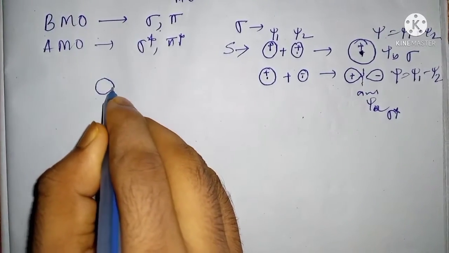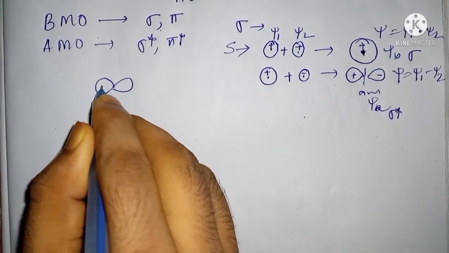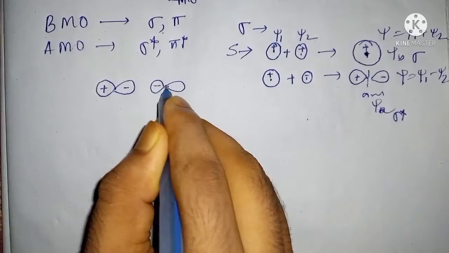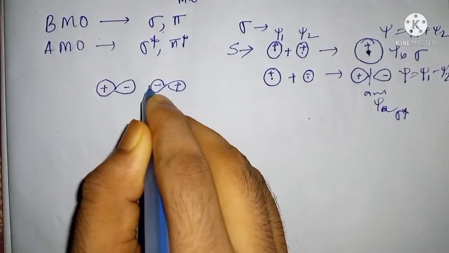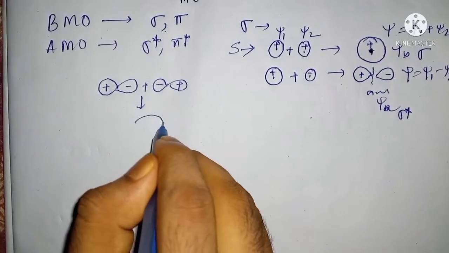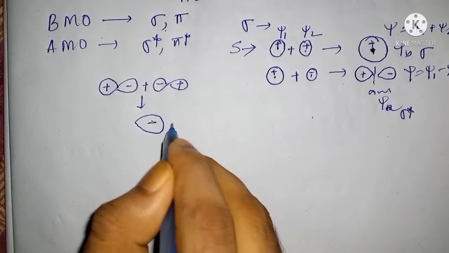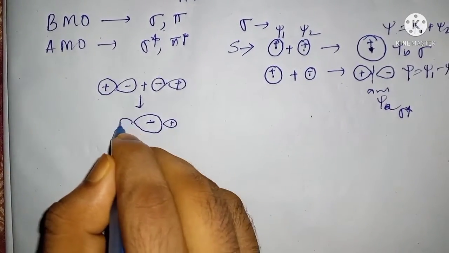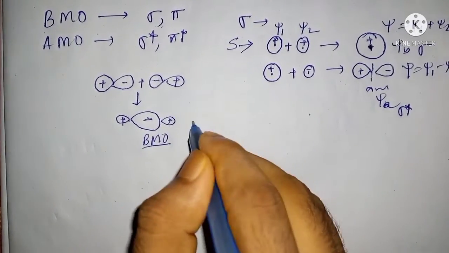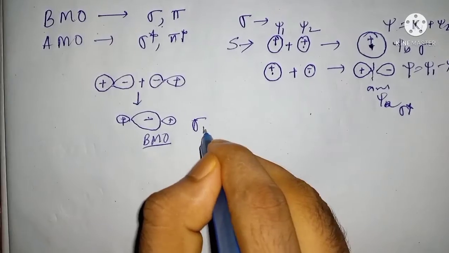Now the p orbital, which is dumbbell shaped. In a p orbital, one lobe is positive and the other is negative. When the same phases combine head-on, one negative and two positive lobes combine to form the bonding molecular orbital. So this is sigma bonding.